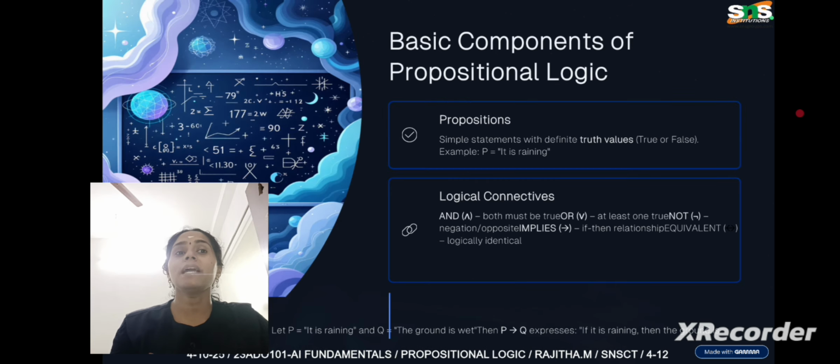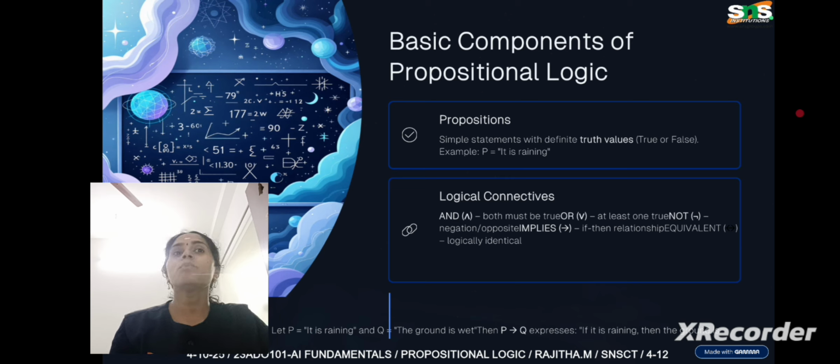So next is basic components of propositional logic. There are two main parts here: propositions and logical connectors. Propositions are simple statements like "it is raining", which have a definite truth value. Logical connectors are operators like and, or, not, implies, and equivalent.